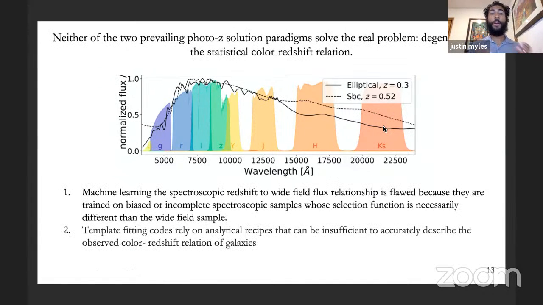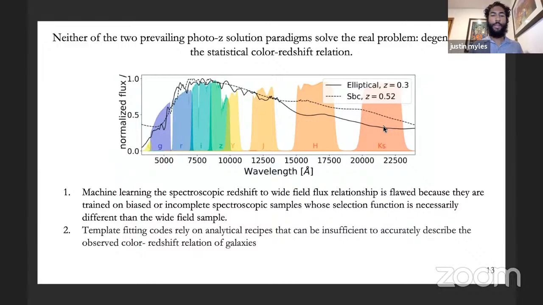And I think that one way to describe the challenge in the field is that many existing prevailing photo-Z solutions don't directly address this problem, which is degeneracies in the statistical color redshift relation. So one thing that we've tried to do is to machine learn the relationship between spectroscopic redshifts, well-constrained redshifts, and wide field flux. But that's flawed because they're necessarily going to rely on training samples of spectra which are biased or incomplete, because the selection function of the spectroscopic samples will necessarily be different than the wide field sample as a whole. And then additionally, another sort of photo-Z solution paradigm is to use template fitting codes.